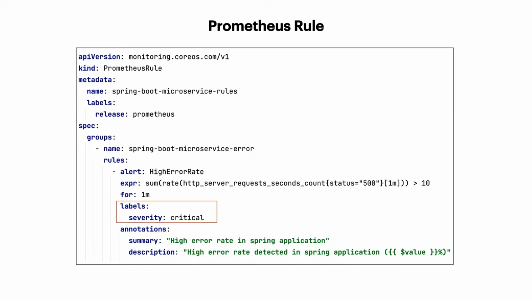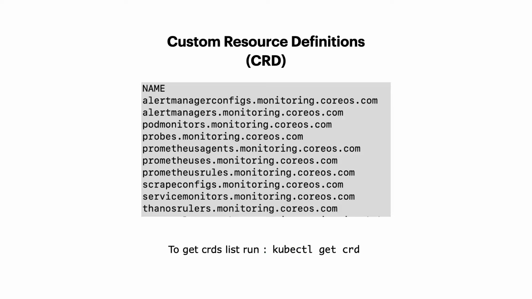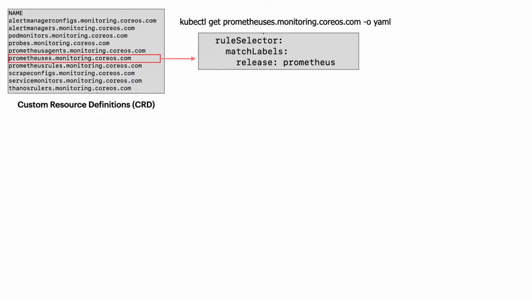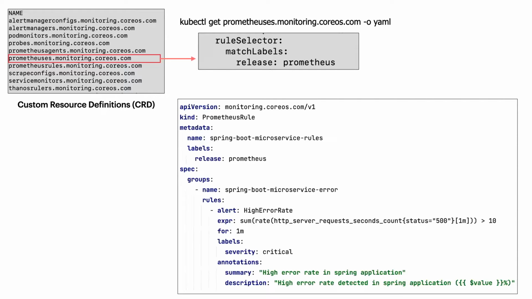Next is labels. These are labels associated with the alerts. I am giving the severity label as critical. And next is annotations. This is additional metadata or descriptive information for the alert. For this as well, just like we saw in the service monitor configuration, we need to check the label in the CRD, and that is in the same CRD, the Prometheus monitoring CRD. We need to check the label under the rule selector configuration, and we have to use the same label in our Prometheus configuration like this.